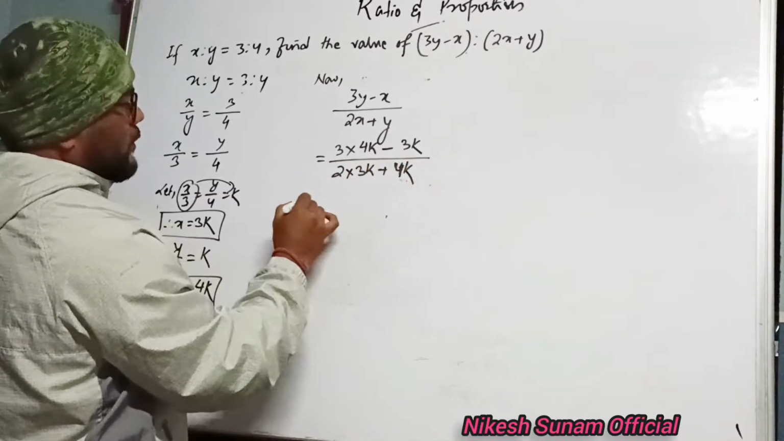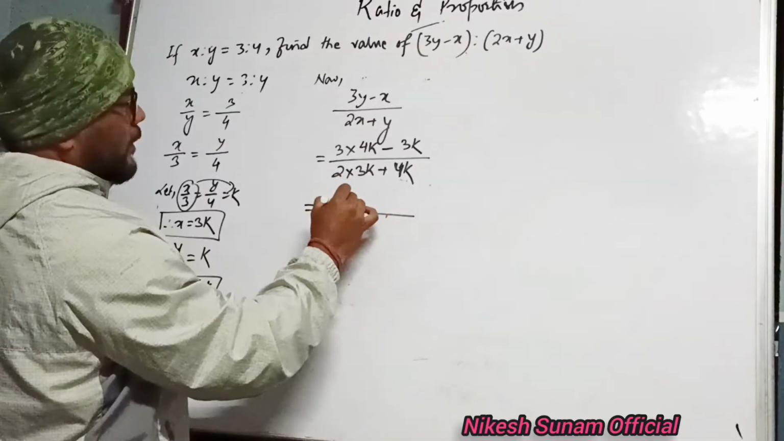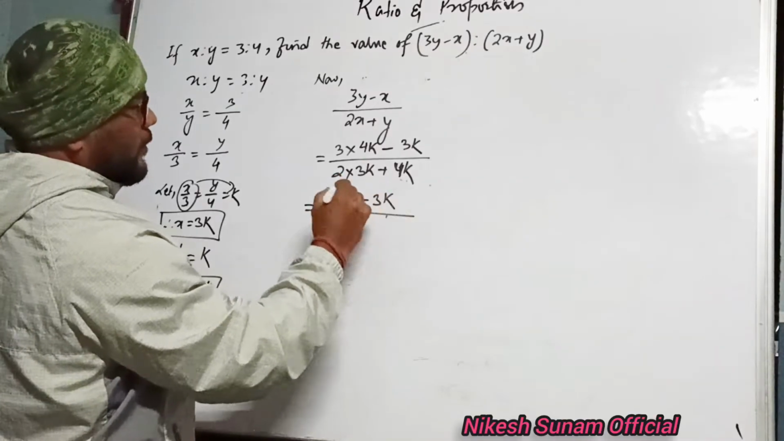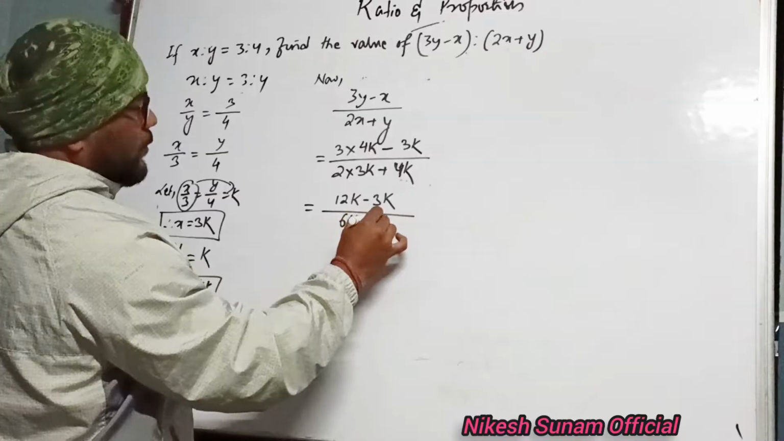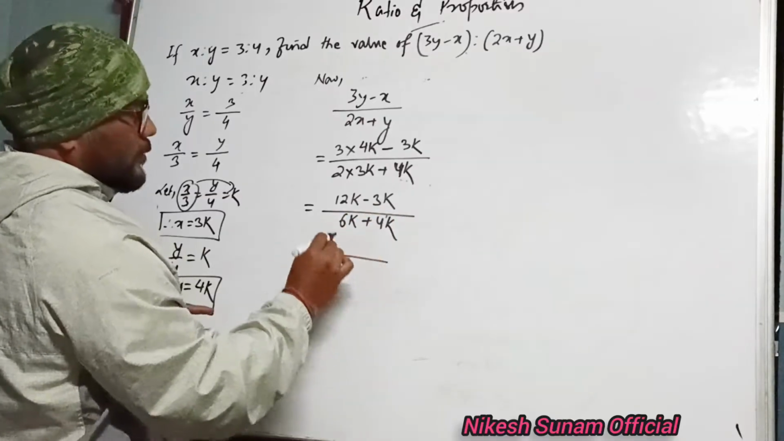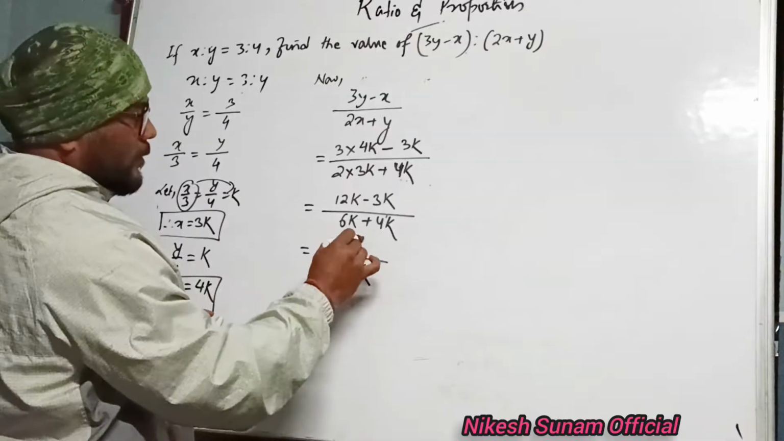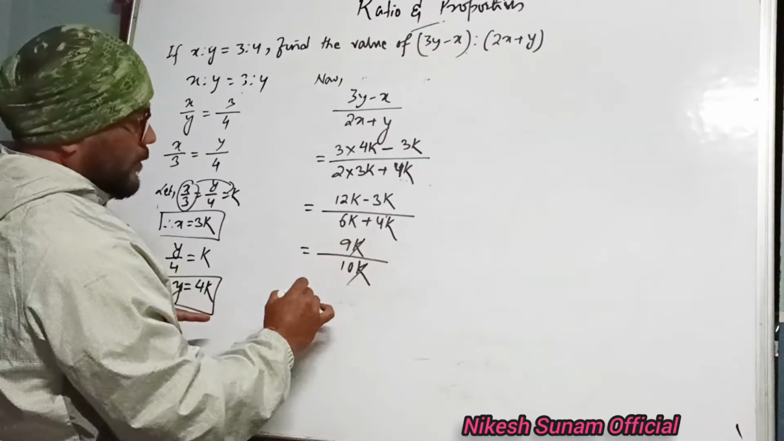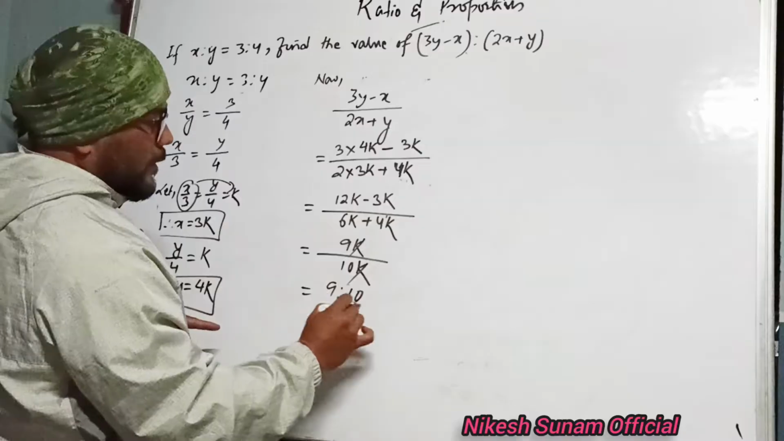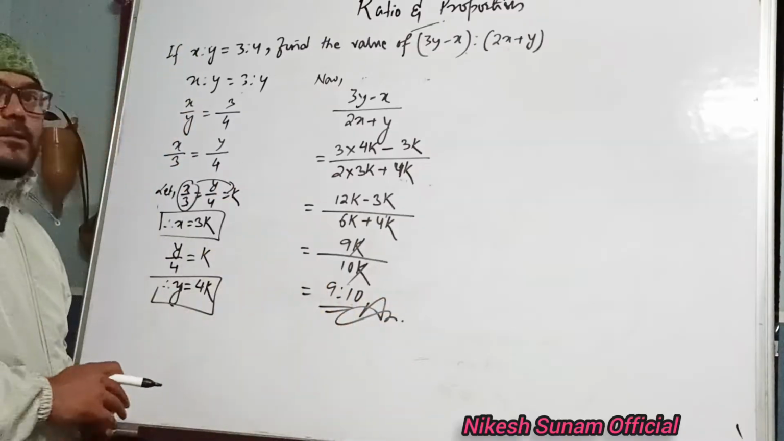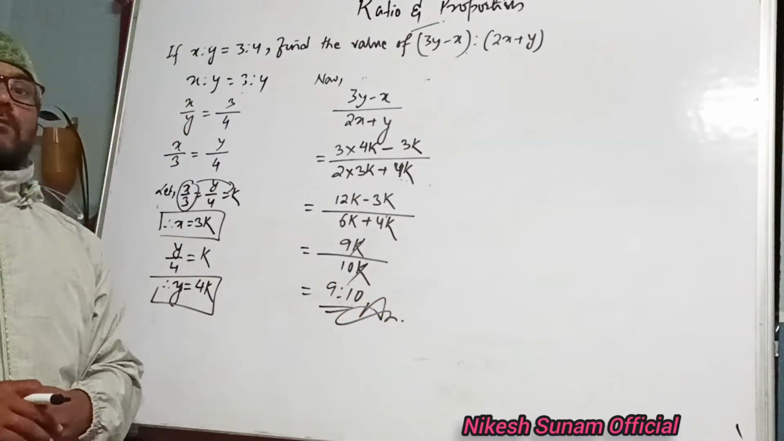Hope you have understood. 12k minus 3k, over 6k plus 4k. So 12 minus 3 you get 9, and 6 plus 4 you get 10, so the k cancels and finally your answer is 9 is to 10. So this is a very simple process to get the value.